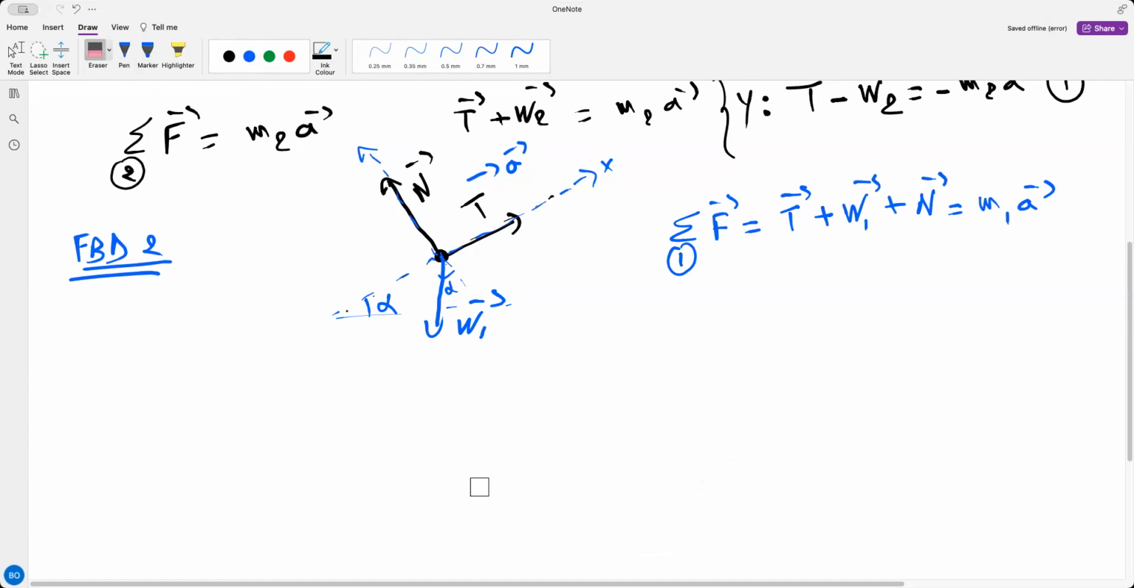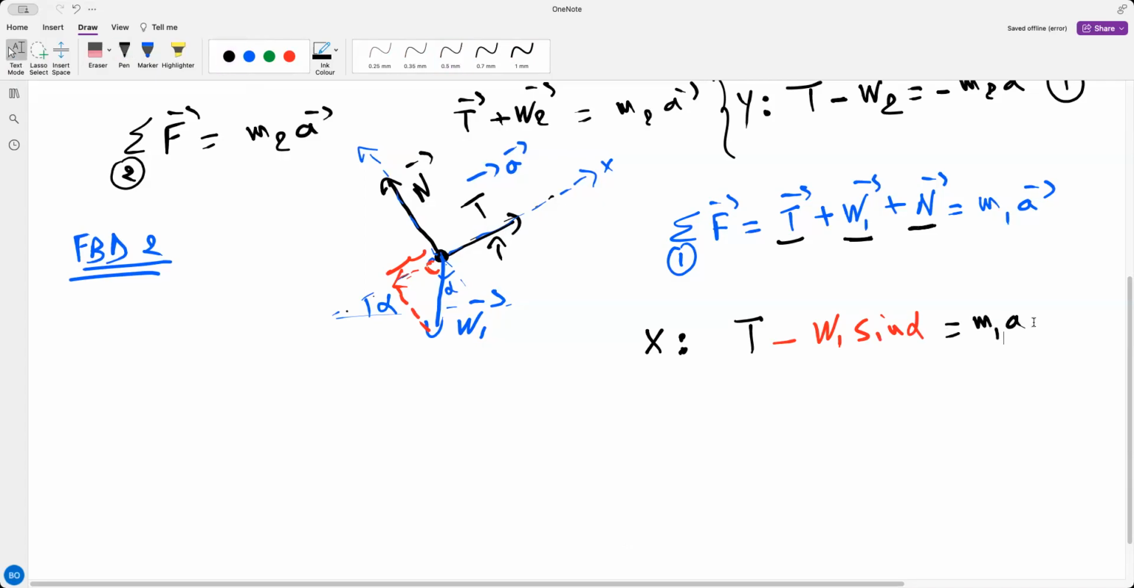Okay, let's project this along the x-axis. If I take the x-axis, the projection of T along the x-axis is positive because it goes in the same direction as the x-axis. The projection of W1 along the x-axis is this one. You can easily see that it's equal to minus W1 sine alpha. Minus because it's in the opposite direction of the x-axis, and sine alpha because this angle is 90 degrees minus alpha, so cosine of 90 degrees minus alpha is sine alpha. And then there is no projection of N along the x-axis because N is perpendicular to the x-axis. It is equal to M1A, right? And this I will call equation number 2.